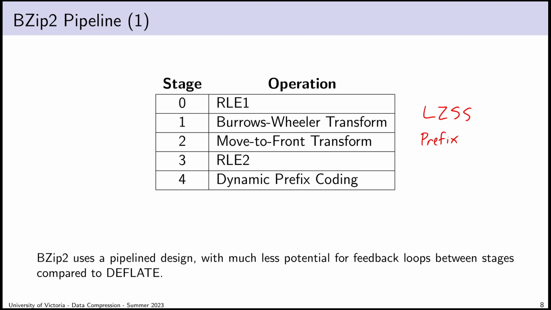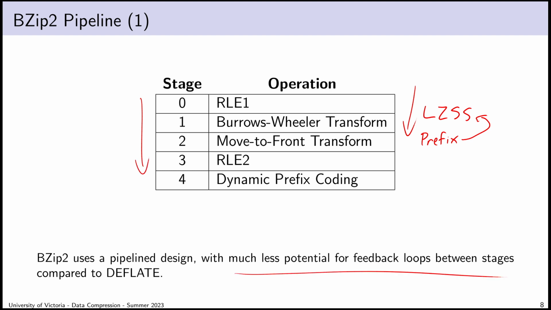It's true that decisions you make in the prefix coding stage can have an impact on what the best decisions would have been at the LZSS stage. But generally speaking, BZip encoders don't go back and forth. It is still a forward path through a very simple pipeline. BZip also has a pipeline design. As you can see, the pipeline has more distinct stages.